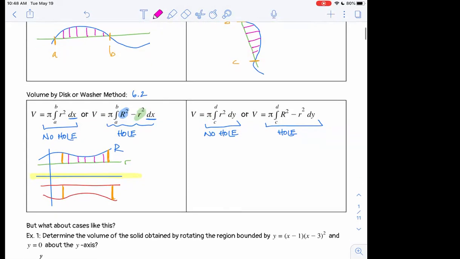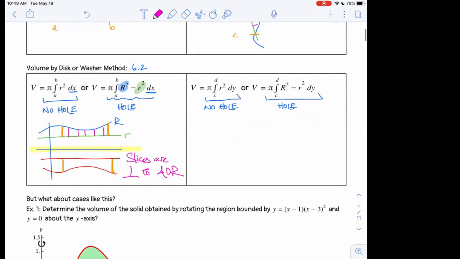So that's a pattern that we've seen, but we haven't actually made explicit. So I want us to write that down: our slices are perpendicular to our axis of revolution. Okay.